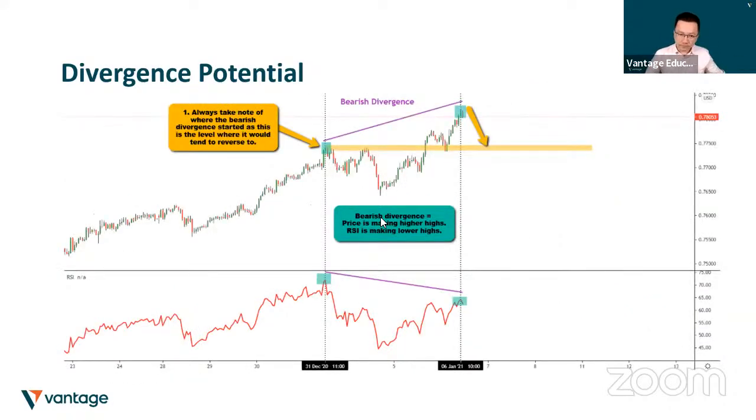So the next one is the divergence potential, right? You always want to know, hey, if I spot a divergence, where should I look for it to go towards? Where could it hit and bounce? Where's my take profit level going to be? In this case, as the notes here say, take note of where the bearish divergence started. Look for where it started, as this could be where it tends to reverse. So we're looking for this as a starting point with that push towards the upside. That's where we have a bearish divergence on price, and then that's where you can see that forming on the RSI towards the downside.